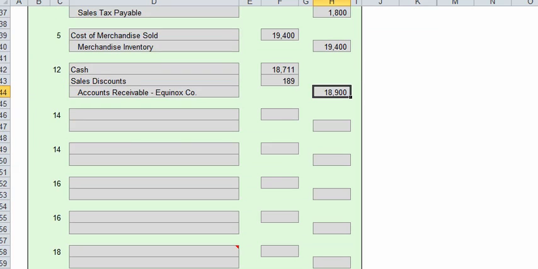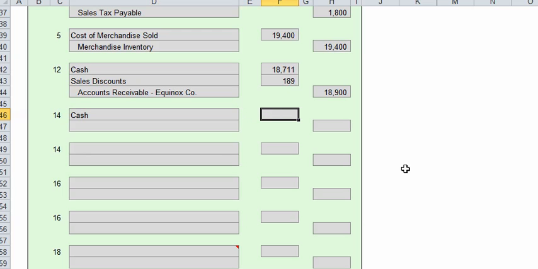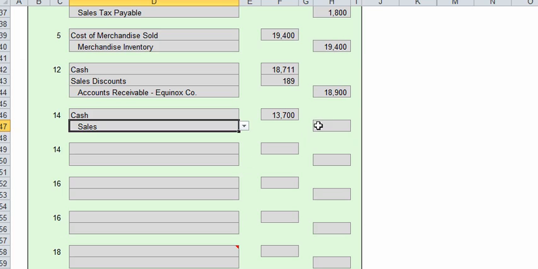Okay, let's keep moving. On the 14th, sold merchandise to customers who used American Express cards, $13,700. Cost of merchandise sold was $83.50. Remember, we'll treat those as cash sales, so we'll debit cash on the 14th for $13,700. We're going to credit sales, the revenue account, to increase its balance by $13,700.